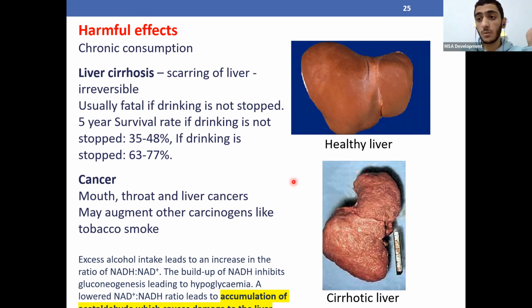We said alcohol is metabolized in the liver, and therefore, if you're drinking too much alcohol, an accumulation of the acetaldehyde would lead to liver damage. Liver cirrhosis is basically scarring of the liver, where the liver starts to get damaged and is replaced by scar tissue. And that's an irreversible process. Liver cancer is due to accumulation of acetaldehyde because you're drinking too much. Most of you are already aware of this stuff.